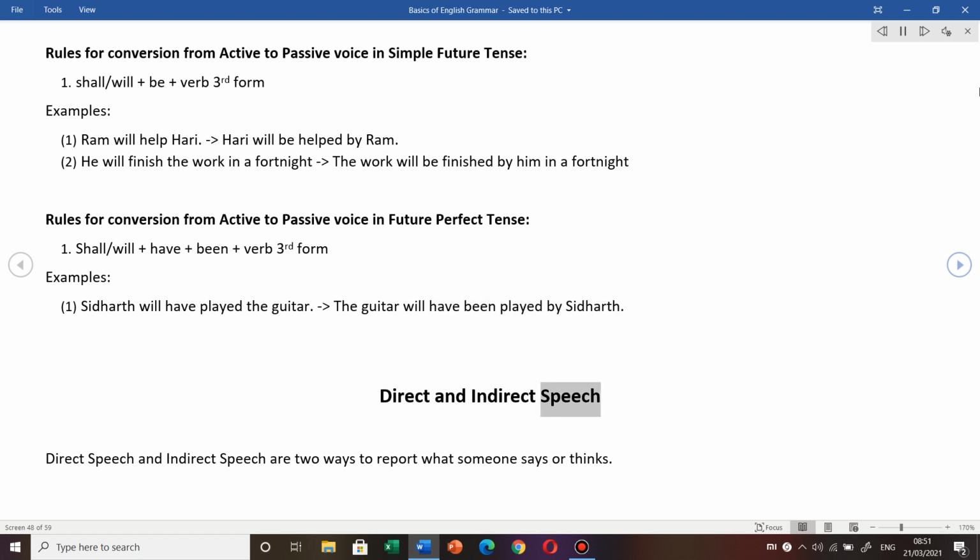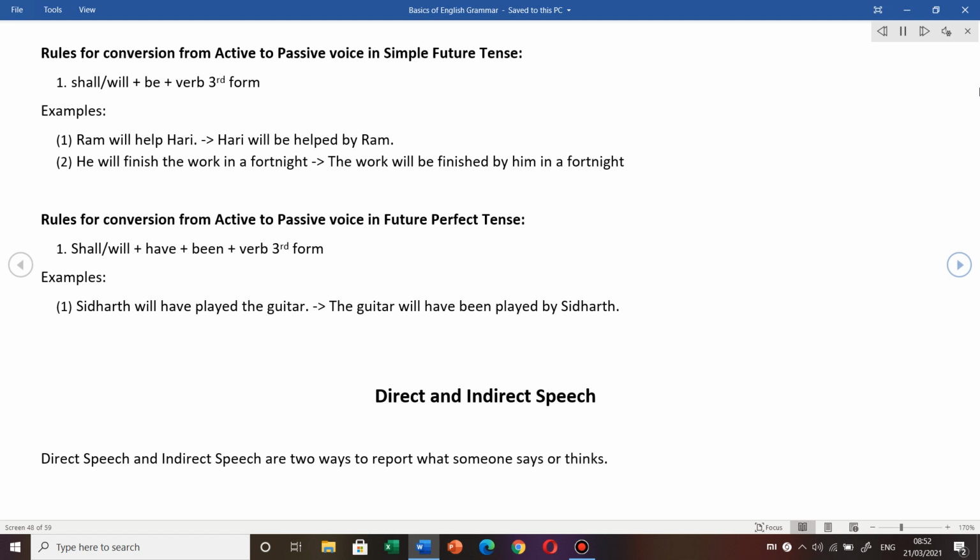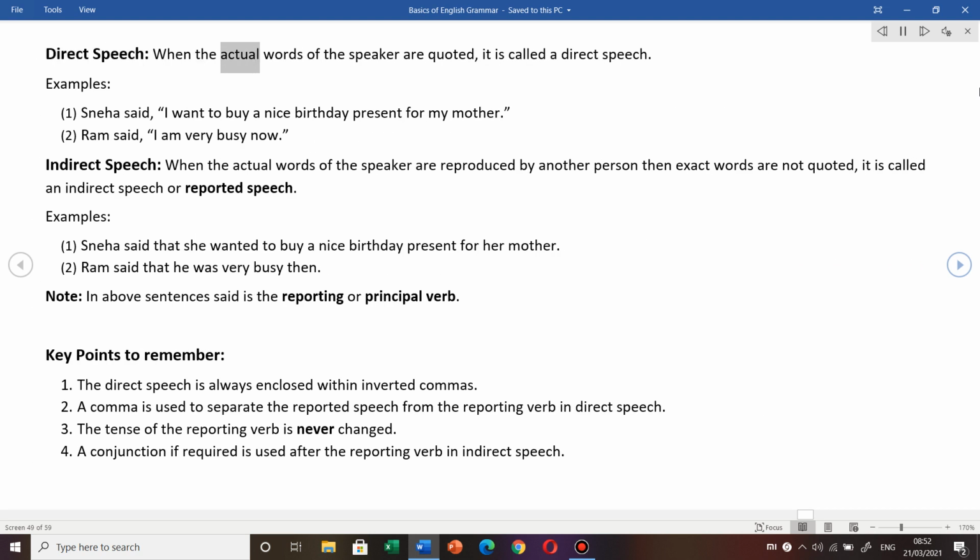Direct and indirect speech. Direct speech and indirect speech are two ways to report what someone says or thinks. Direct speech: when the actual words of the speaker are quoted, it is called direct speech. Examples. Sneha said, "I want to buy a nice birthday present for my mother." Ram said, "I am very busy now."